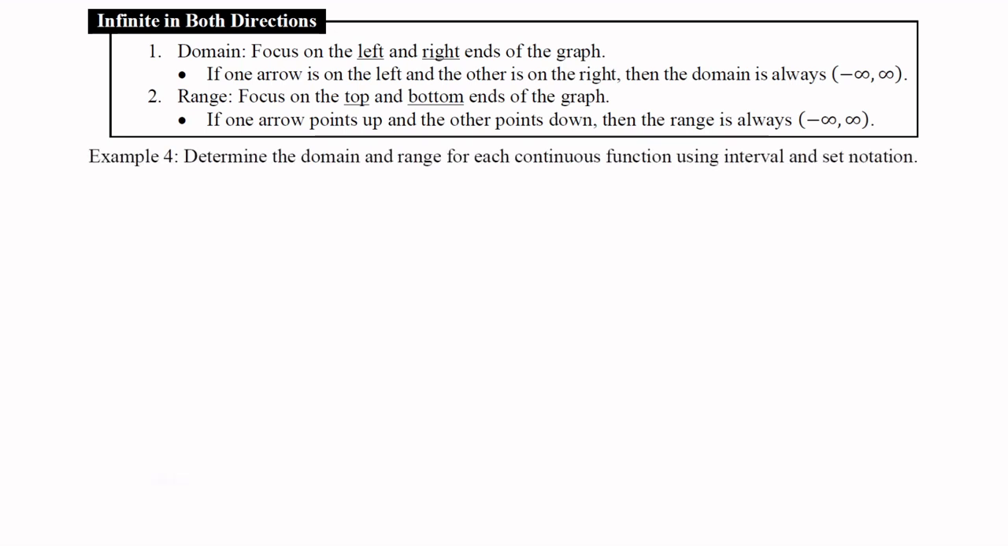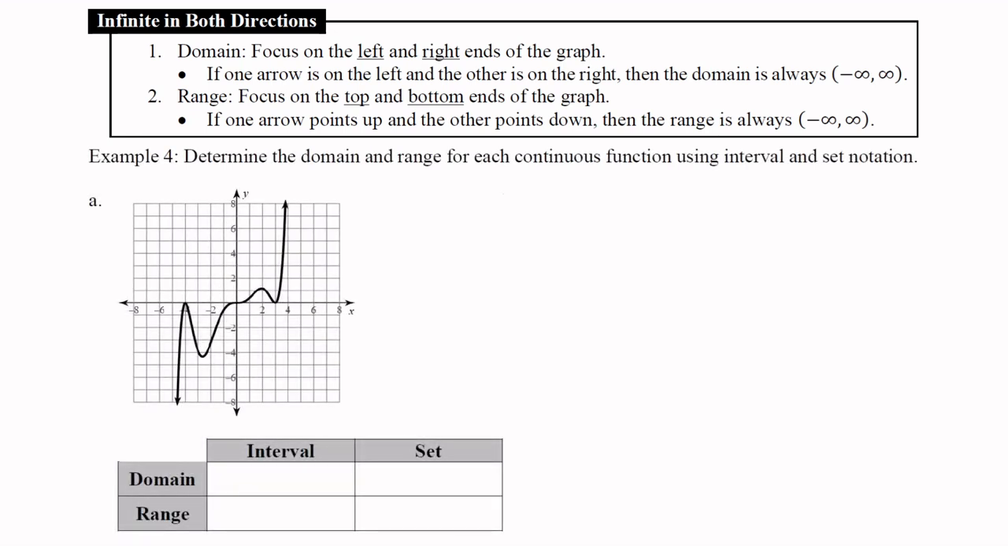So in this first example, for our domain, we look at the left-hand side, there's an arrow. On the right-hand side, there's an arrow. So we're going infinitely to the left and infinitely to the right. So our interval is negative infinity to positive infinity. And in set notation, we're going to use an R that's double-striped to indicate all real numbers. For the range, we have an arrow pointing down and an arrow pointing up. So along the y-axis, we're going infinite in both directions. So we go negative infinity to positive infinity, and we use all real numbers for set notation here as well.